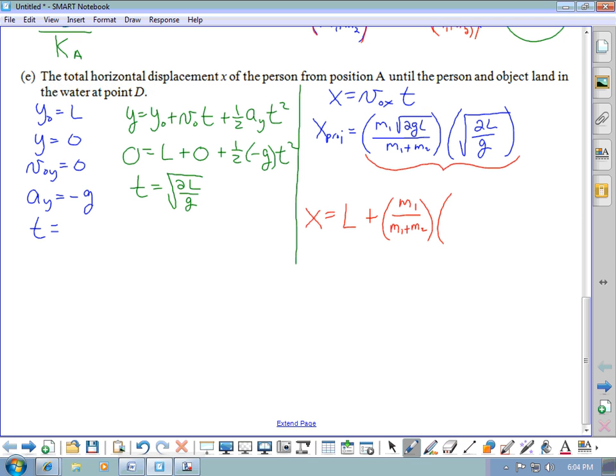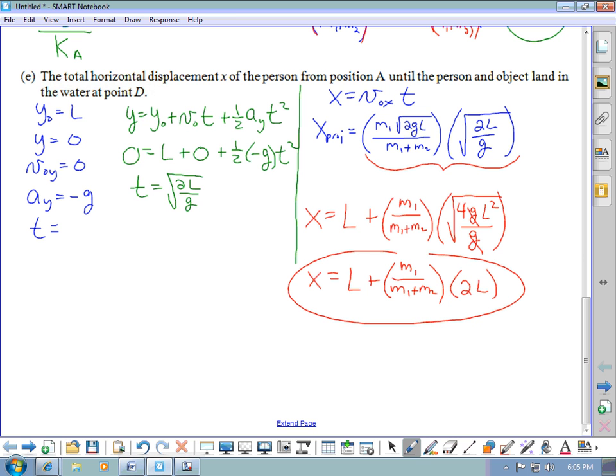And simplifying that square root, the square root of 2gL times the square root of 2L over g. Again, to combine them into one square root, bring everything in and I multiply it all together. So I have 4gL squared over g, which gives me L plus m1 over m1 plus m2. The g's divide out, and I have the square root of 4L squared, which is just 2 times L. And that would be the final answer.